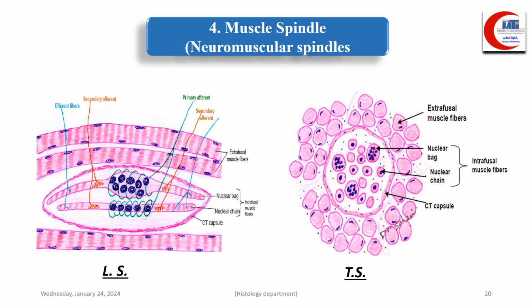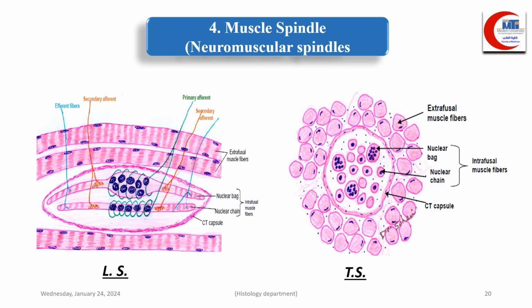What about the longitudinal section? Here we can see strips or striations of ordinary muscle, extrafusal muscle fibers, but between the ordinary skeletal muscle fibers, there is a fusiform capsule present here. Inside this capsule, there are two types of intrafusal muscle fibers. The first one, present above, is the nuclear bag, and the second one, present below, is the nuclear chain.